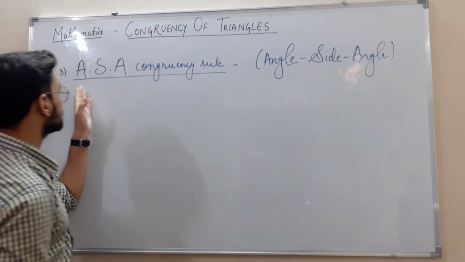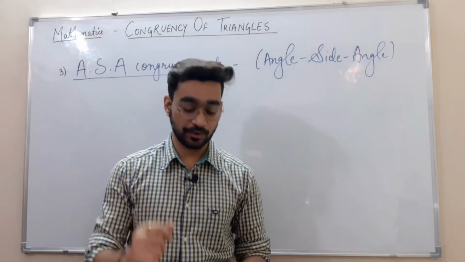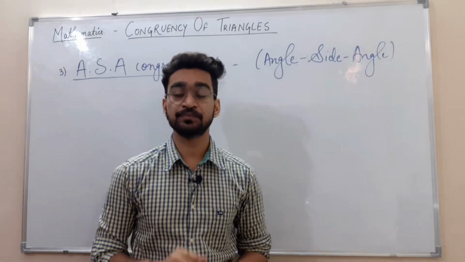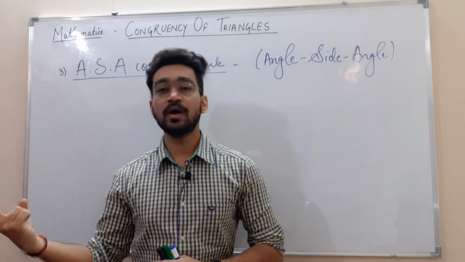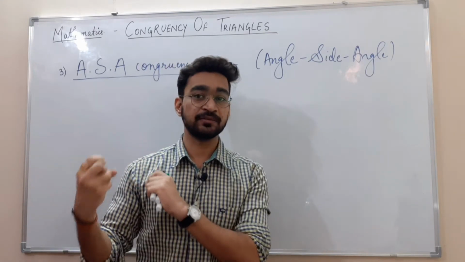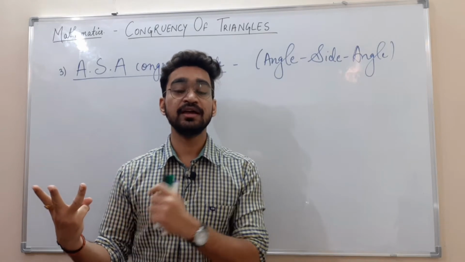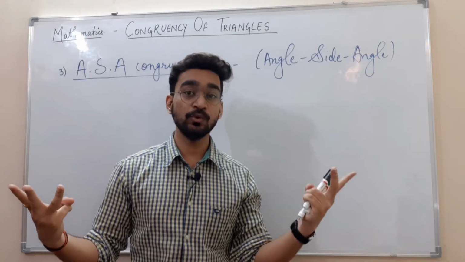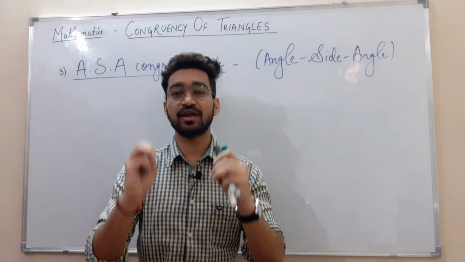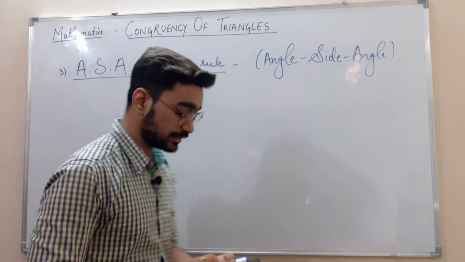What is the ASA congruency rule? ASA congruency rule says that if two angles and the included side, see my fingers, two angles and the included side of one triangle are equal to the two angles and the included side of another triangle, then these two triangles will be congruent to each other. See here.